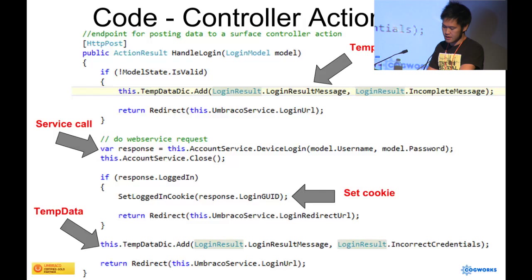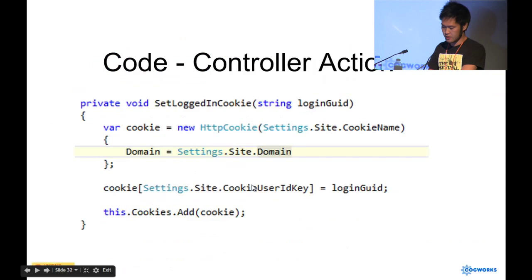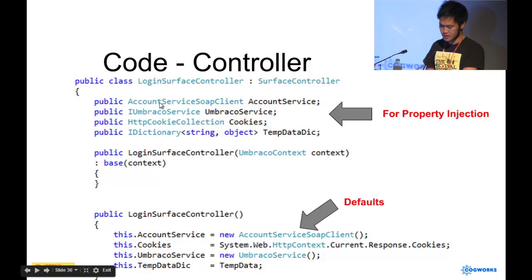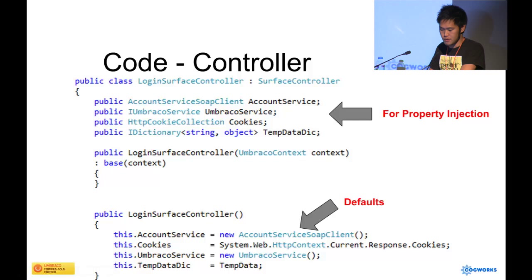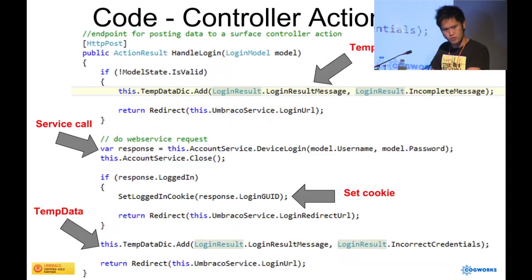So basically, instead of grabbing temp data and the HTTP cookies out of thin air, out of the static HTTP context dot current dot whatever, all I'm doing is defining some properties, and in the default constructor, using the standard way that you do it, but then using the unit test, injecting them. Because they're public properties. One other way you could do it is put them into the constructor, but then arguably there's downsides to this. Obviously you don't want every property to be public, but then you also don't want your constructor to be 15 parameters long. So it's give and take, really.